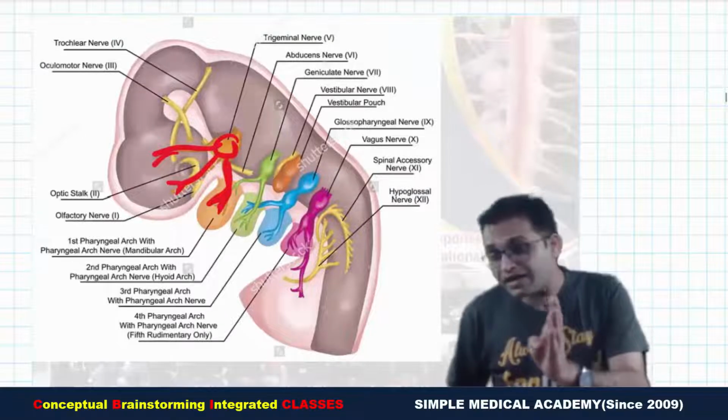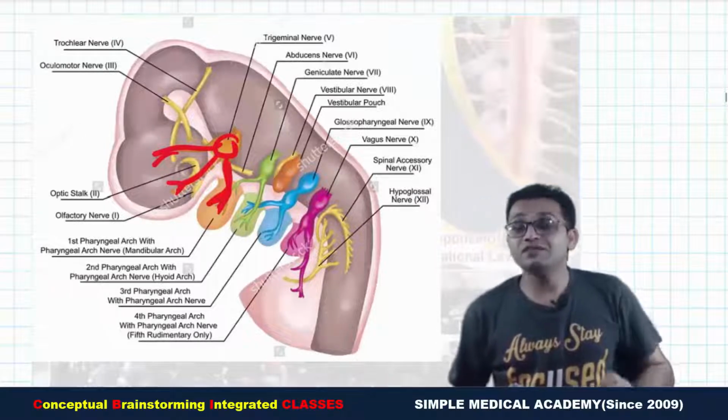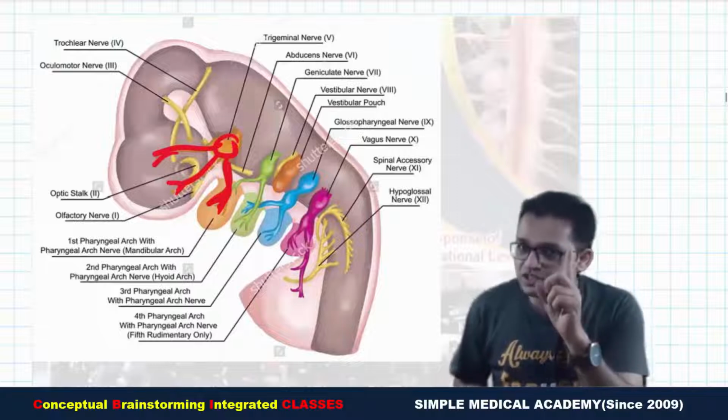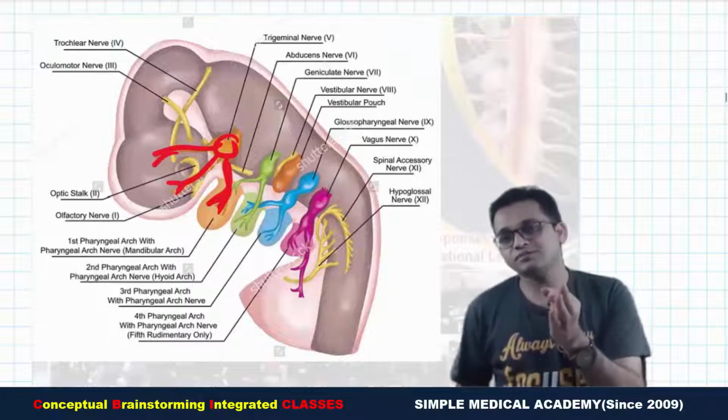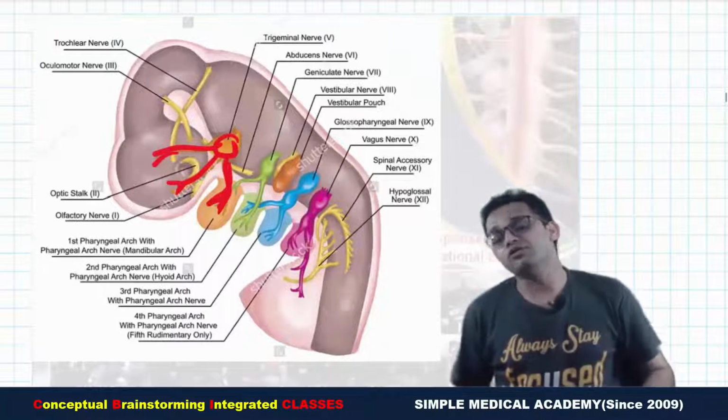So can you see the mandibular nerve is getting developed within the first thickening, the first arch. So which is the nerve of the first arch? Yes, your concept is the first arch nerve is the mandibular nerve.